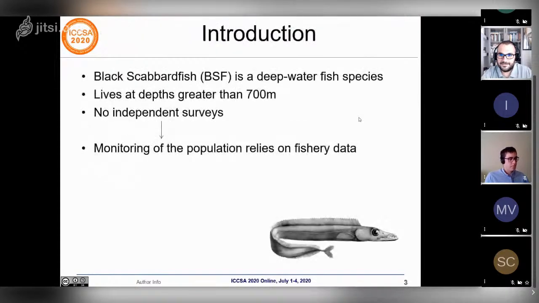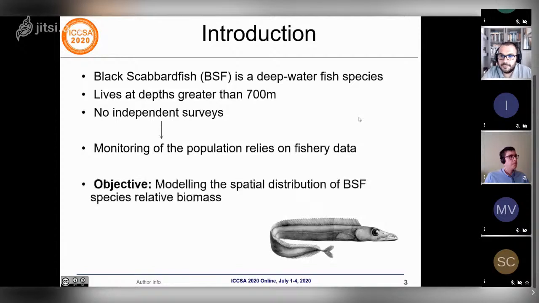Usually, a way of getting information about geographical distributions of a species or their diversity is through research surveys, although for deep water species, such as the black scabbard fish, the surveys are scarce, and therefore the monitoring of the population relies mainly on fishery data. In particular, in Portugal, the spatial distribution and abundance of the BSF species is mostly unknown, and so the focus of this work is then modeling the spatial distribution of the BSF species relative biomass along the Portuguese coast.